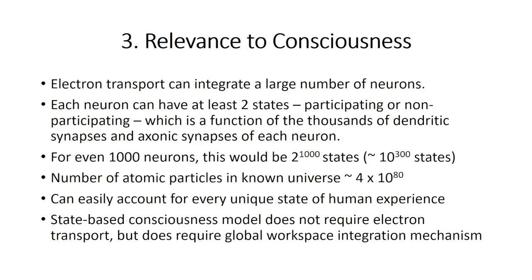Even if each neuron only represents two states, such as a participating and non-participating state, the number of different states would be very, very large, approximately 10 to the 300, which compares to approximately 4 times 10 to the 80 atomic particles in the known universe.